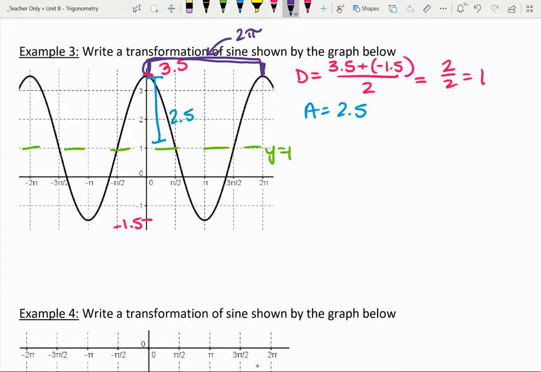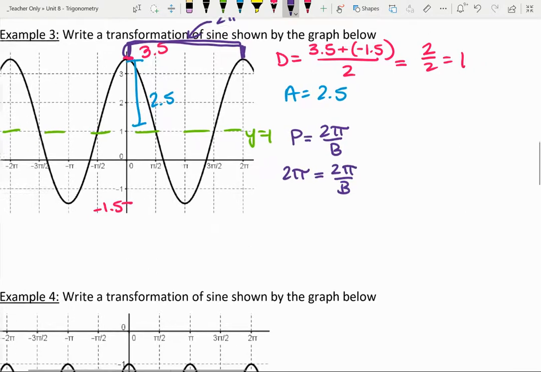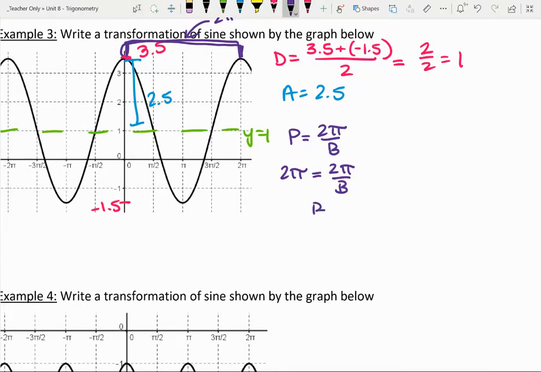So if we think about knowing that the period is 2 pi over b, what would the b value have to be for this equation to be true? Well, then the b value would have to be 1, right? 2 pi divided by 1 is going to give us a period of 2 pi. And then any other shifts, a horizontal shift, it looks like we have been shifted to the left pi halves units. So left pi halves units would mean that our c value is negative pi halves.